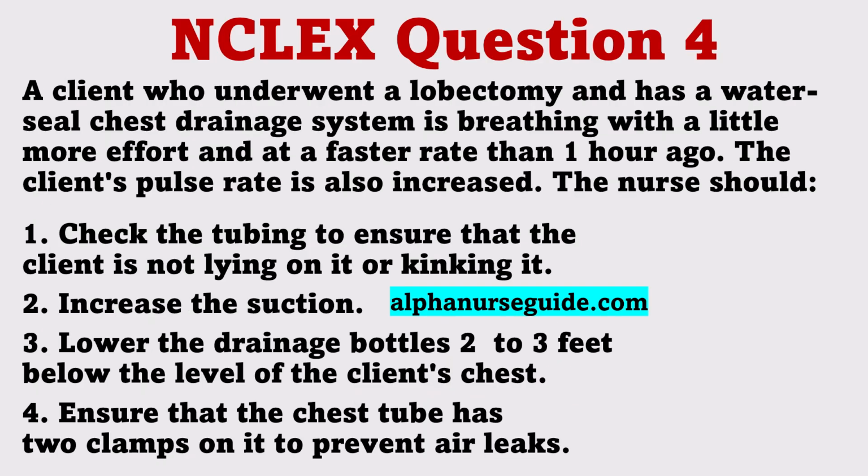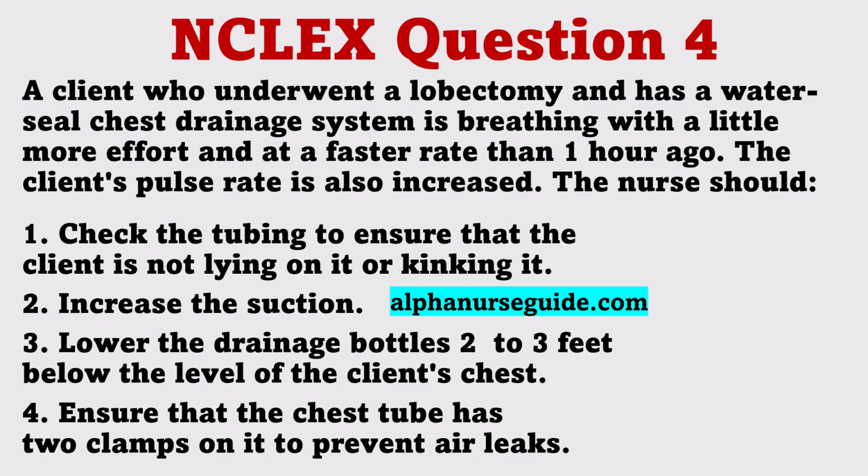A client who underwent a lobectomy and has a water-sealed chest drainage system is breathing with a little more effort and at a faster rate than 1 hour ago. The client's pulse rate is also increased. The nurse should 1. Check the tubing to ensure that the client is not lying on it or kinking it. 2. Increase the suction. 3. Lower the drainage bottles 2 to 3 feet below the level of the client's chest. 4. Ensure that the chest tube has 2 clamps on it to prevent air leaks.